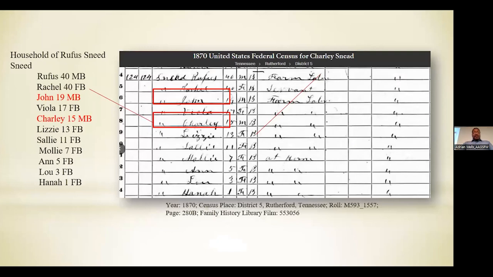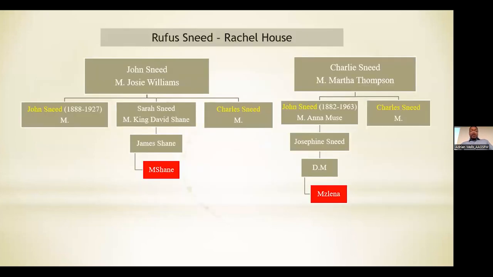Sneed, and that's when I found this 1870 census of the household of a Rufus, 40 years old, and there's a Rachel, 40 years old, and there's a John, 19 years old, and there's a Viola, that's 17 years old, and there's Charlie, 15, and there's Lizzie, 13, Sally, 11, Molly, 7, and 5, a Lou, 3, and a Hannah, 1. So I find a John here in this census. So I continue on with my search.